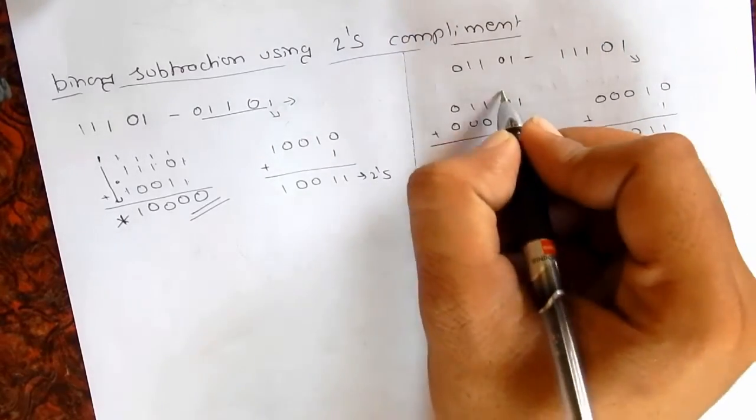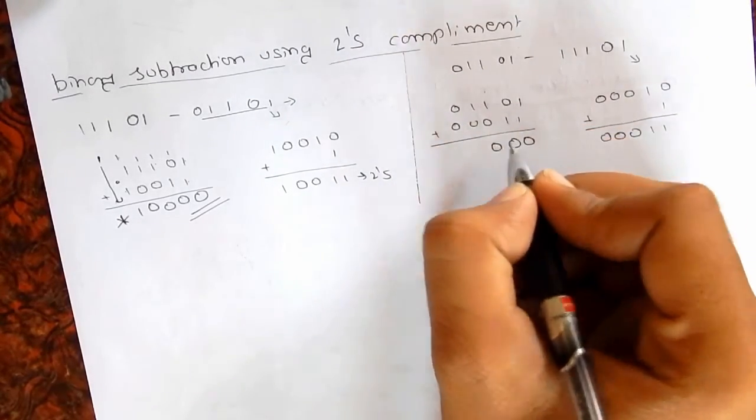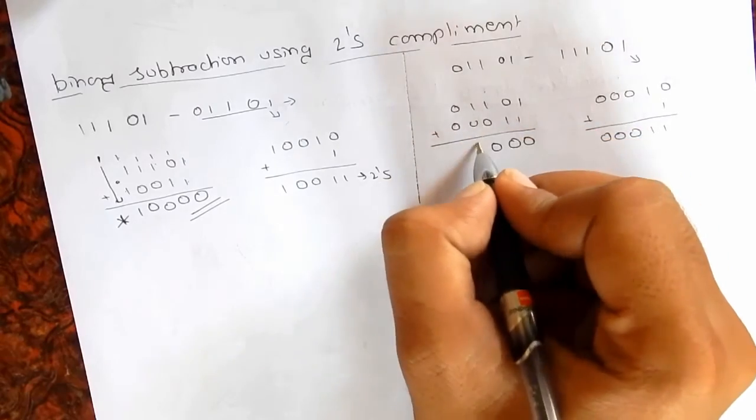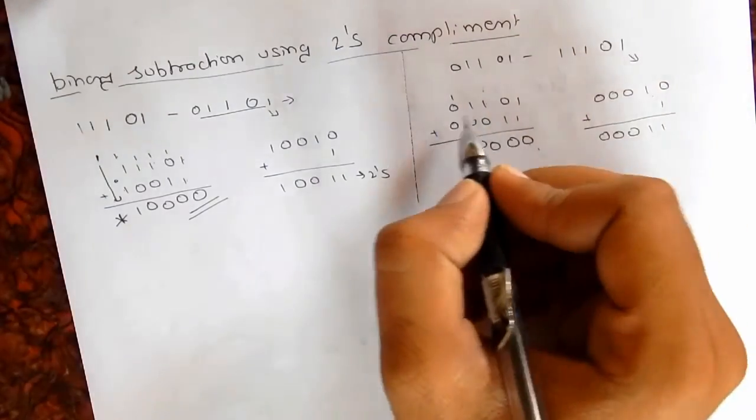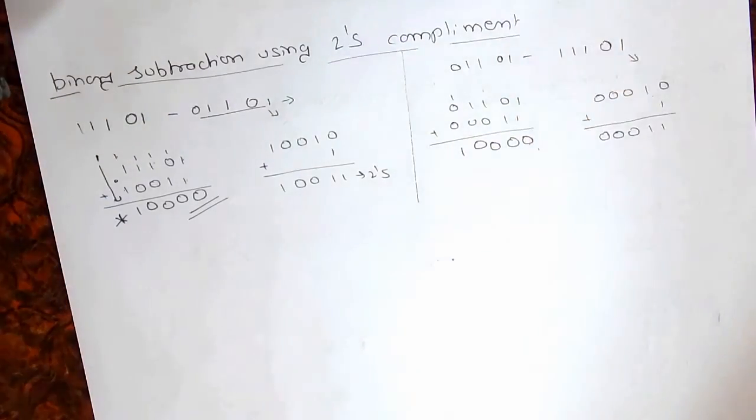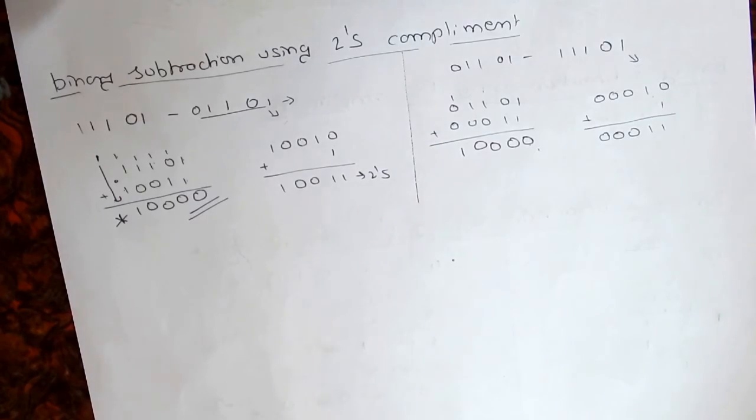1 and 1 will be 0, 1 and 1 will be 0, 1 and 1 will be 0, 1 and 1 will be 0 and 1. So this will be the result. In this you can see that there is no carry generated. So this is the second case of 2s complement subtraction.